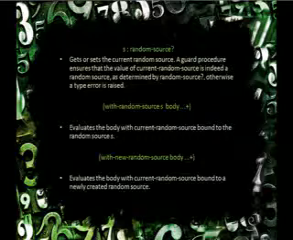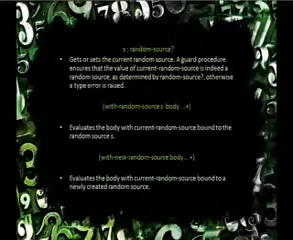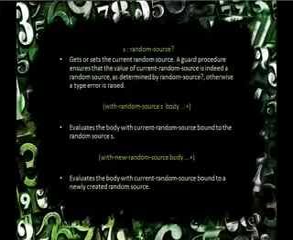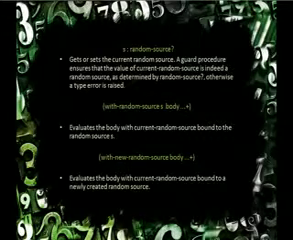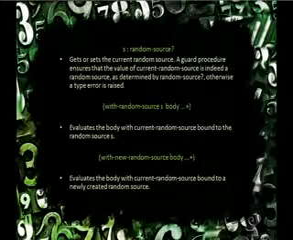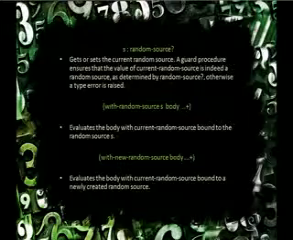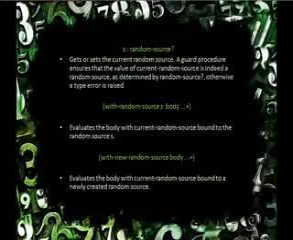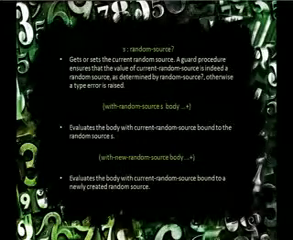Gets or sets the current random source. A guard procedure ensures that the value of current-random-source is indeed a random source, as determined by random-source?, otherwise a type error is raised. Evaluates the body with current-random-source bound to the random source S. Evaluates the body with current-random-source bound to a newly created random source.